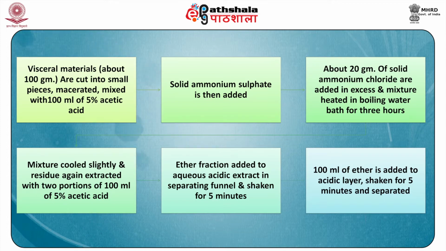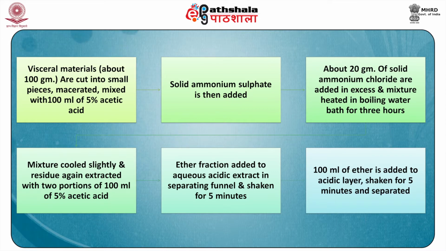After this, solid ammonium sulfate is added to it with frequent shaking to make it a saturated solution. About 20 grams of solid ammonium chloride is then added in excess. The mixture is then heated in a boiling water bath for around 3 hours. If there is suspected poisoning by aconite, the temperature should not exceed 60 degrees centigrade at this stage.